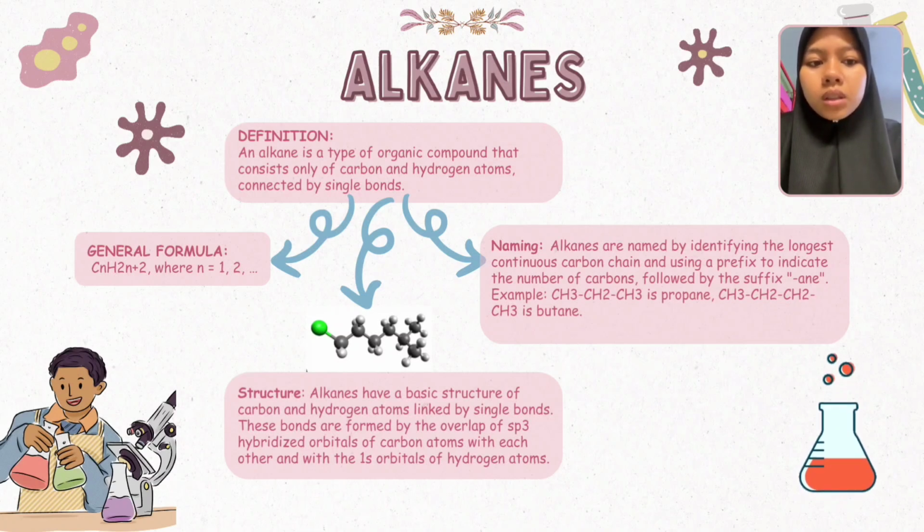Alkenes have a basic structure of carbon and hydrogen atoms linked by single bonds. These bonds are formed by the overlap of sp3 hybridized orbitals of carbon atoms with each other and with the 1s orbitals of hydrogen atoms.